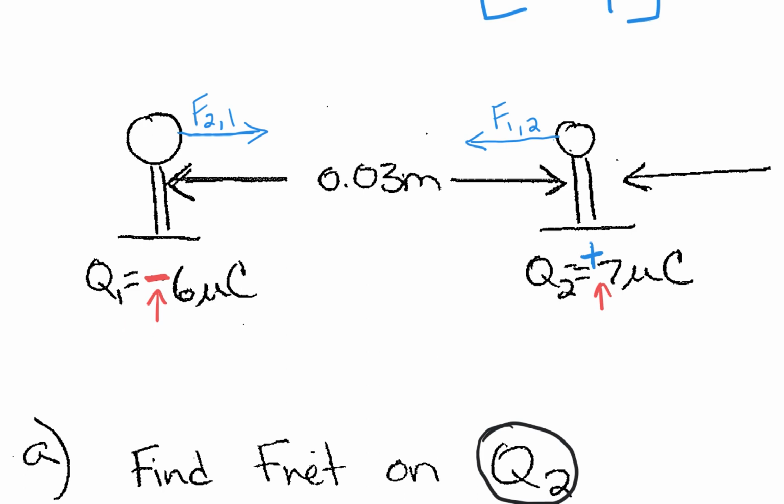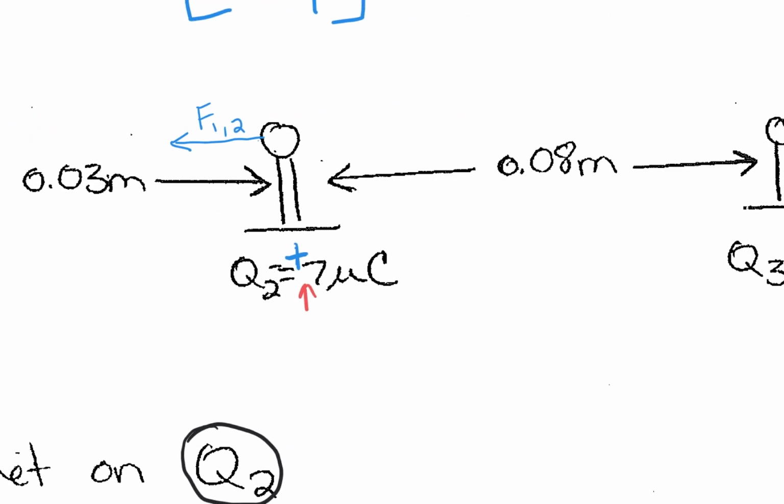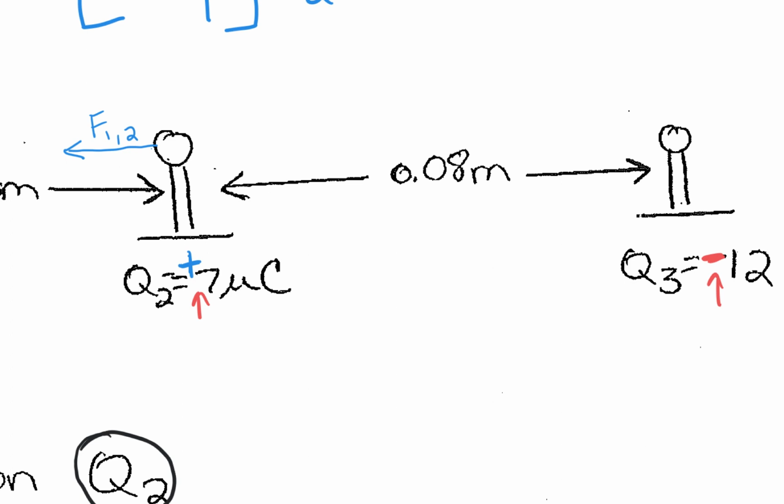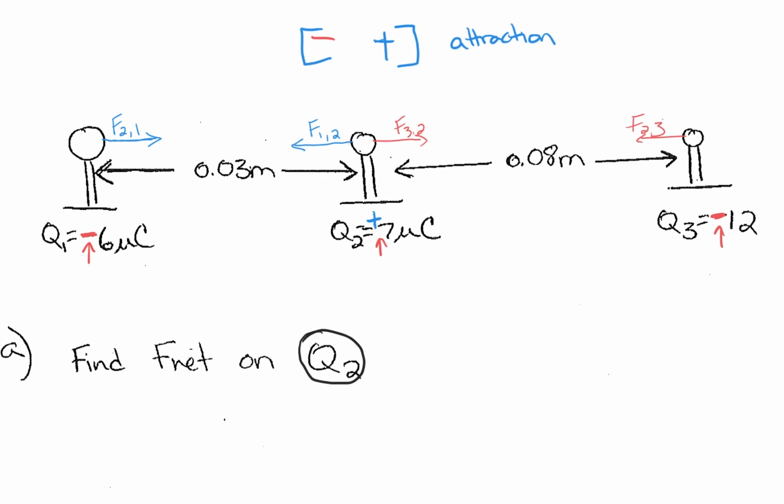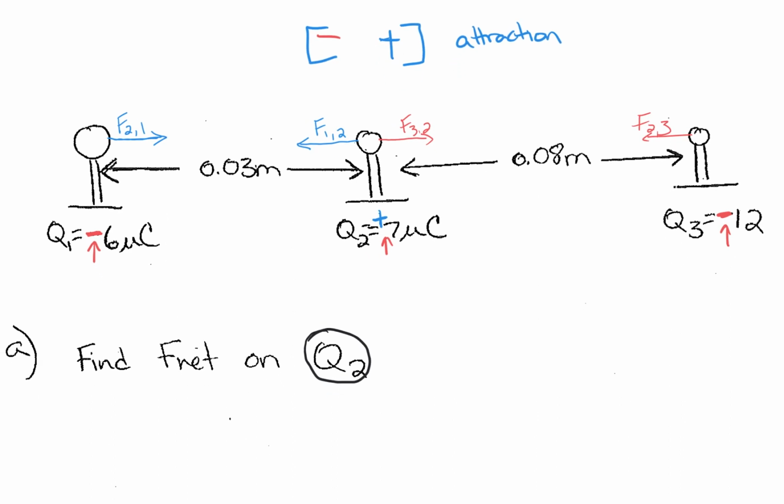Now we're going to zoom over here and focus on what 3 does to 2, with no thought about 1 now. And you can see that they also attract. But I'm going to choose to use a different color. This is force 3 on 2, and this is force 2 on 3. Okay, so let's zoom out now. Do we have a complete free body diagram for charge 2? And the answer is yes, we've considered all of the possible forces that are on charge 2.